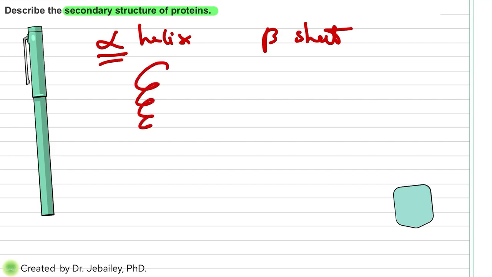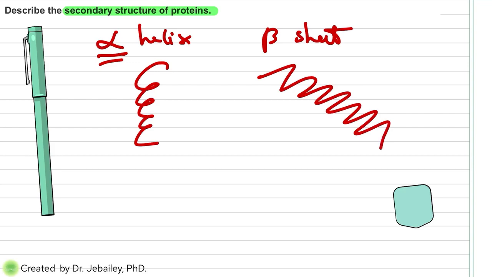Now, the alpha helix looks like a spiral, while the beta sheet looks like this. They are both just one chain, but they're folded. Now, what causes the folding? It is the hydrogen bond. So you have to mention that. So these are the 2 structures. What else could you say about this? Nothing much. It's just that there are both alpha helix and beta sheet.